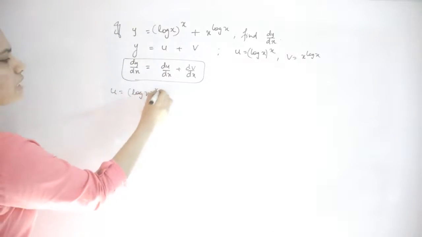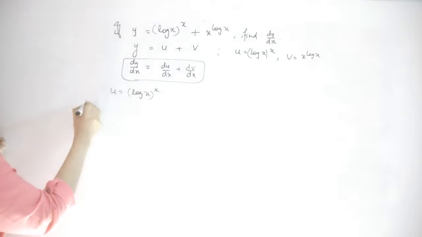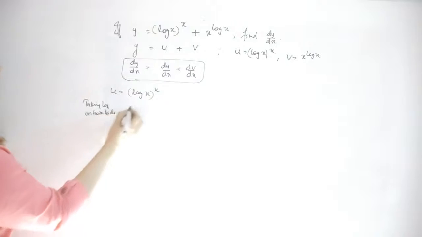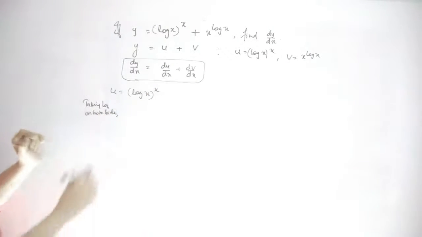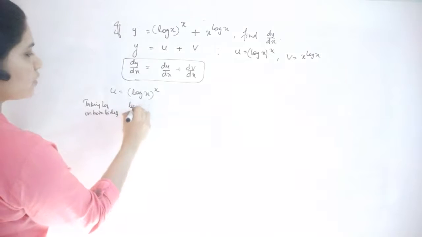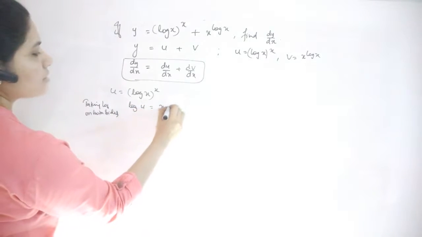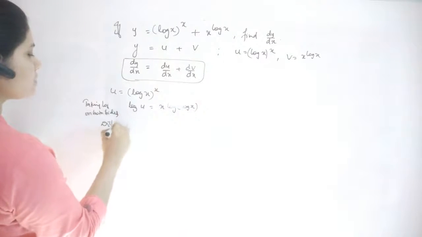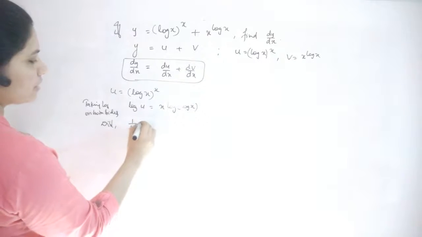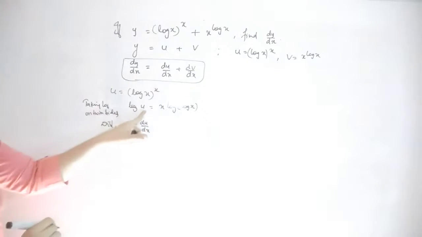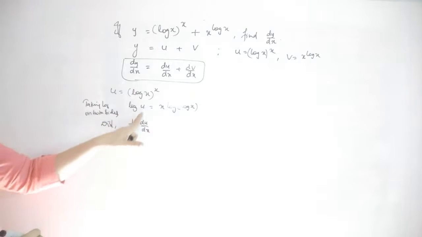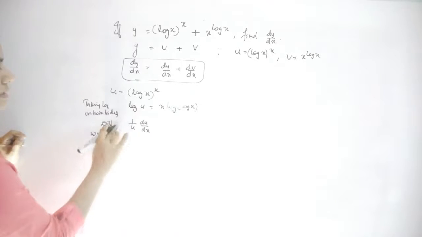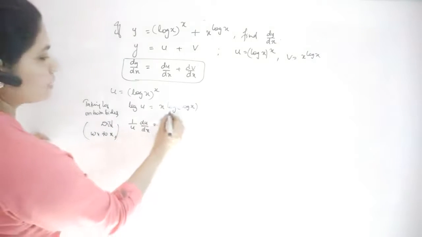(log x) the whole raised to x, taking log on both sides. Whenever you have a power in the function, you just take log on both sides and then differentiate. So this will give you log u is equal to x log of log x. Now you can differentiate both sides with respect to x. This will become 1 by u into du by dx, the derivative of log u, since we are differentiating with respect to x.